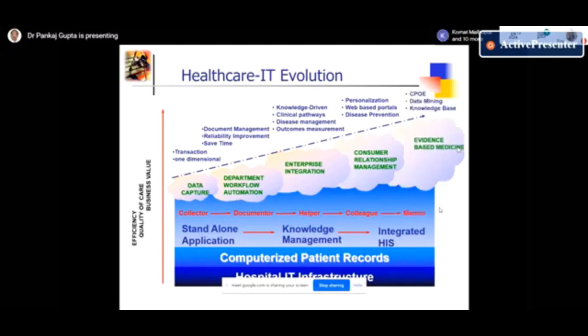And then the highest level is evidence-based medicine. That's where CPOE, data mining, and the knowledge base come in. So this is the bang for the buck. All these different pieces below evidence-based medicine contribute towards getting evidence-based medicine. Now, what is evidence-based medicine? Let me give you an example.